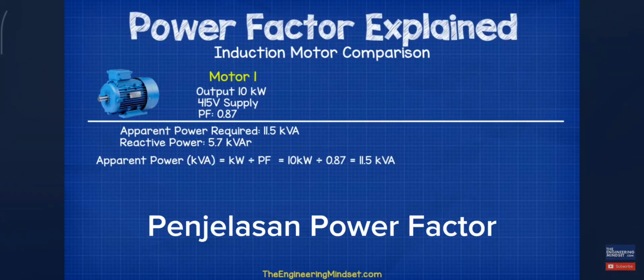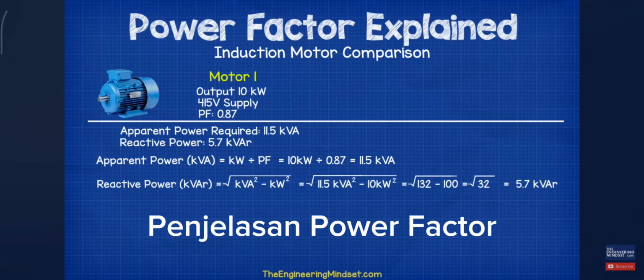How did I calculate that? For kVA, I used kilowatts divided by power factor, so 10 divided by 0.87 to get 11.5 kVA. For kVAr, I used the square root of kVA squared subtract kilowatt squared, so the square root of 11.5 kVA squared minus 10 kilowatt squared.